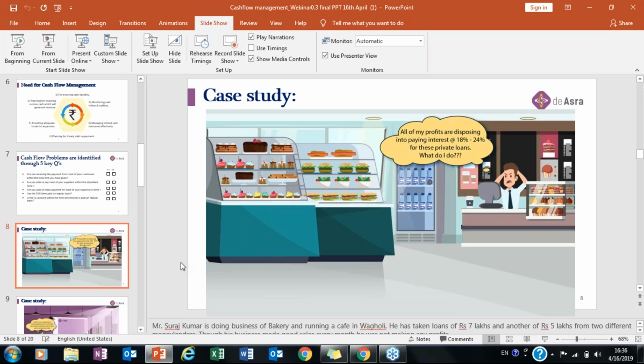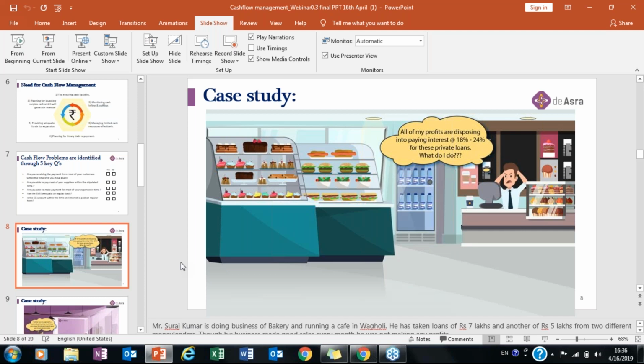So before we go ahead, we'll talk about the case study. As you can see in front of you, there is a picture where a person is running a snack center and he is very distressed. His question is, all my profits are going into paying interest of 18 to 24% on the private loans. What do I do now?